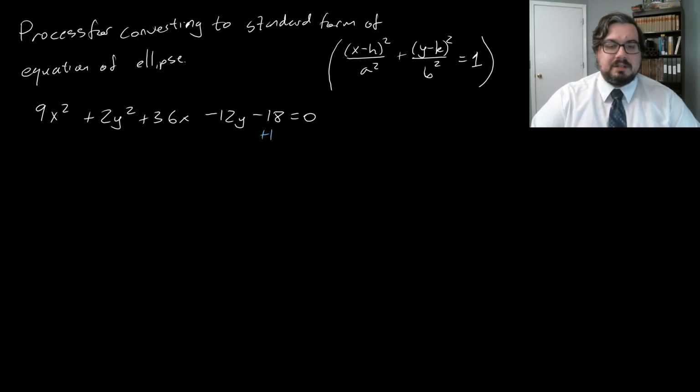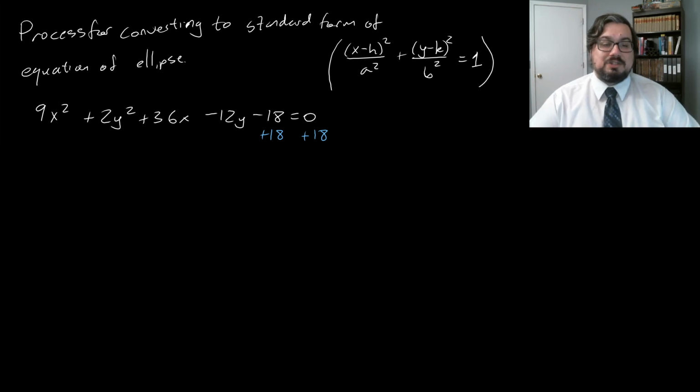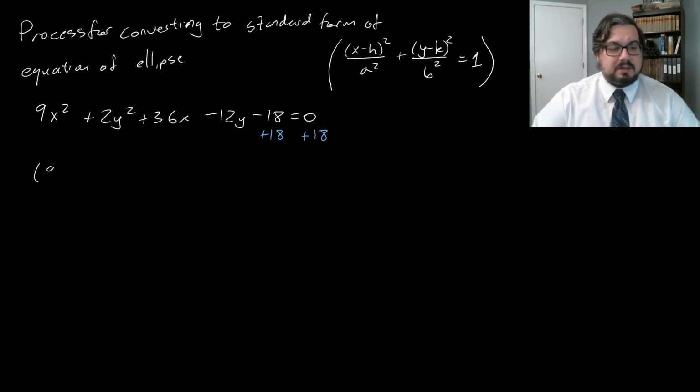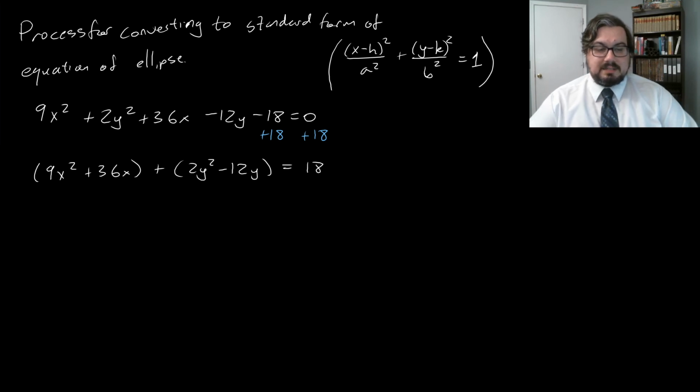So we're going to do some manipulation of this. First of all, we're going to bring the 18 to the other side. We want all the constants there. And we're going to group up all of the x terms together and the y terms together. So we'll look at 9x squared plus 36x and 2y squared minus 12y equals 18. So this is the first step, arranging things with the x's grouped up, the y's grouped up, and the constants on the other side. So step 1, rearrange.